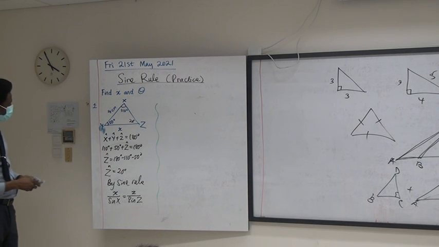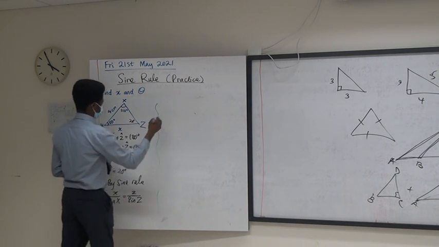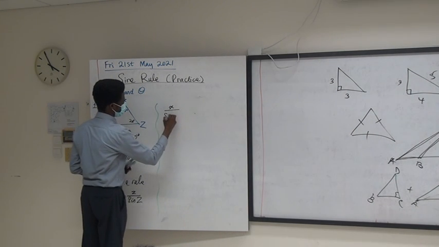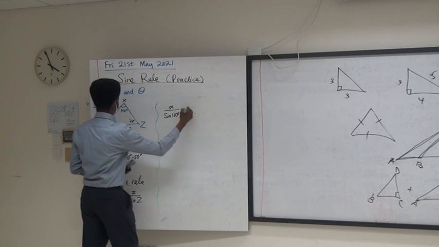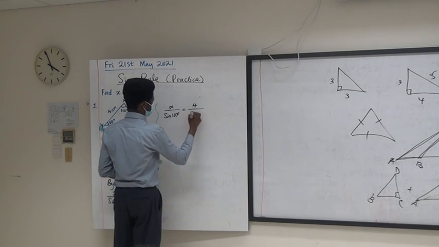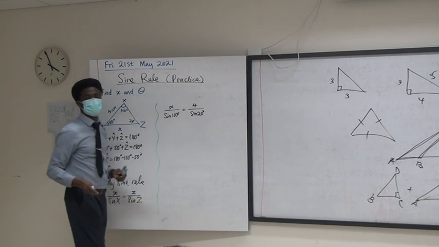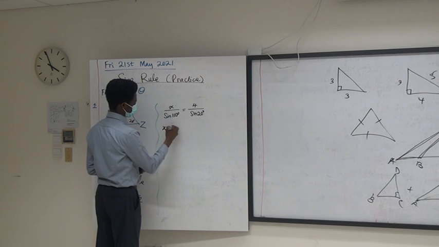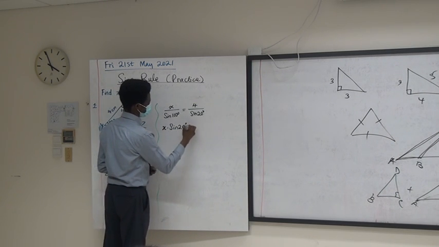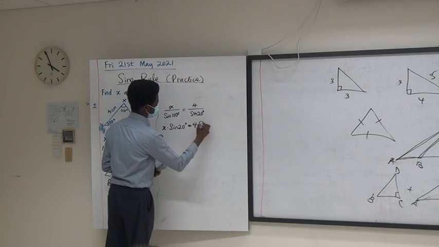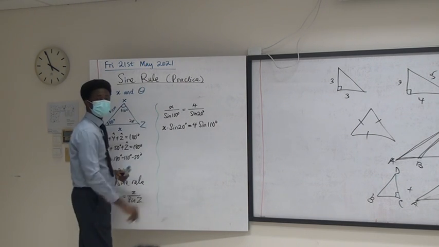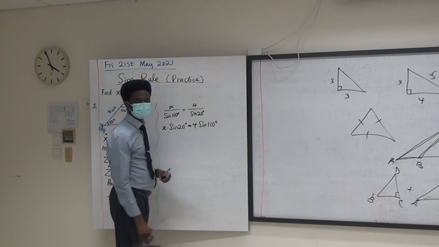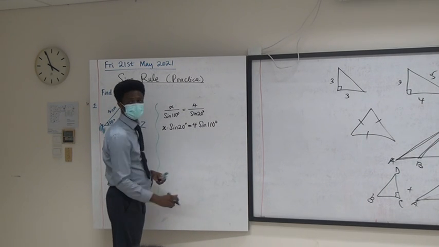Okay, we substitute. So our X is unknown. Sine X is sine 110. Our Z is 4, and this is sine 20 degrees. Understand? So we cross multiply. X times sine 20 is equal to 4 times sine 110. Don't put the number here so it doesn't look like 1104. That's why you put the number first.